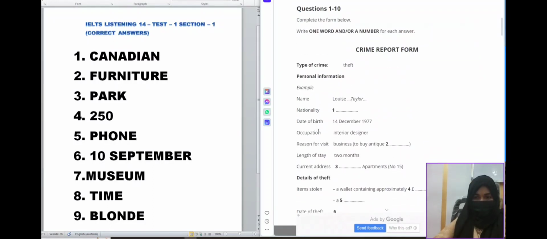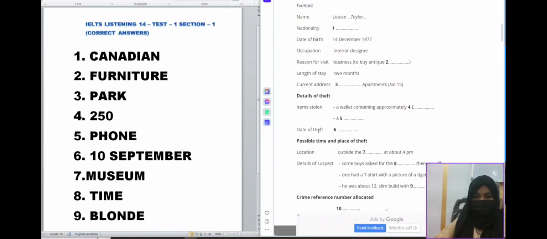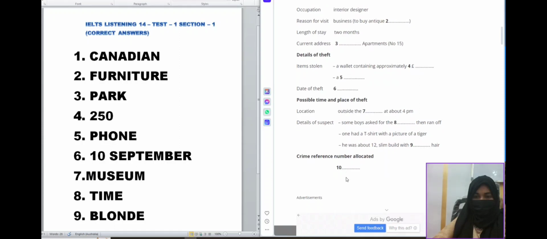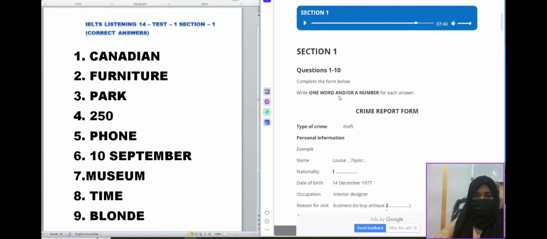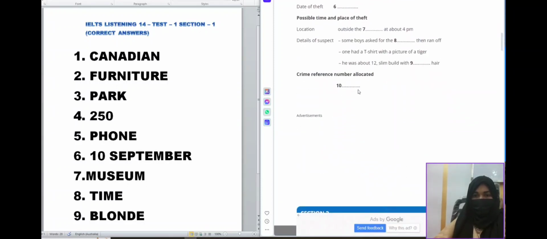And any details of the others? Not really. They came and went so quickly. Right. So what I'm going to do now is give you a crime reference number.